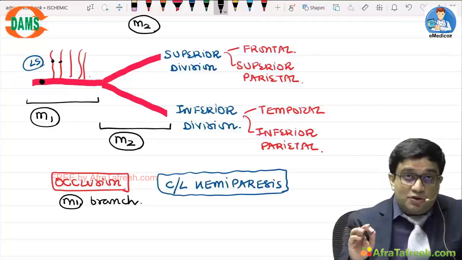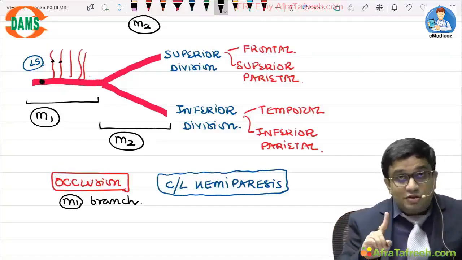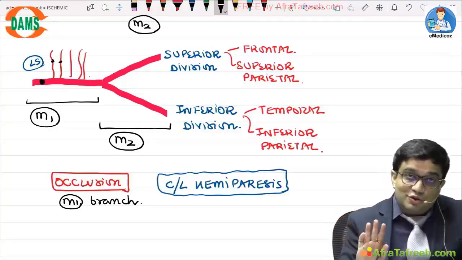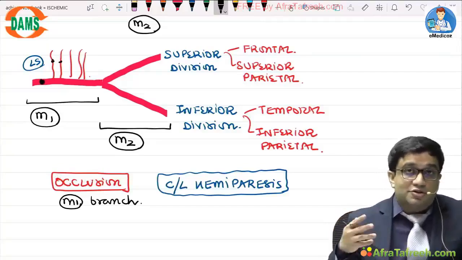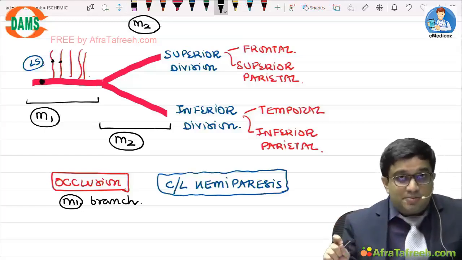That means a small lesion is going to create a large deficit. But look at this lesion. It is not a small lesion. First of all, it's always going to be anatomically as well as radiologically a big lesion. So I'll not write the word dense, I'll just write the word hemiparesis.